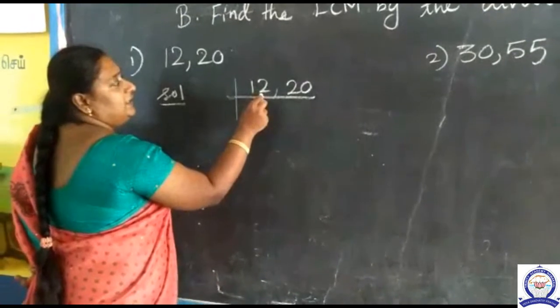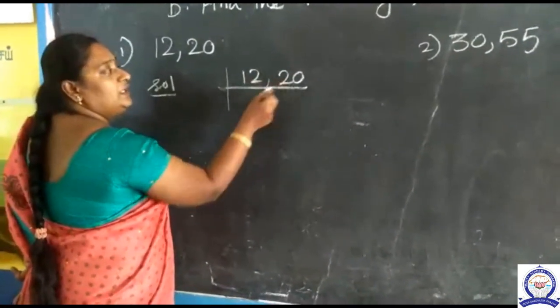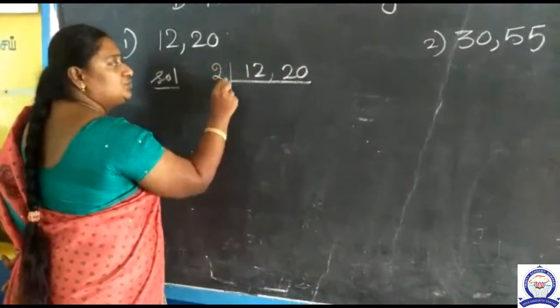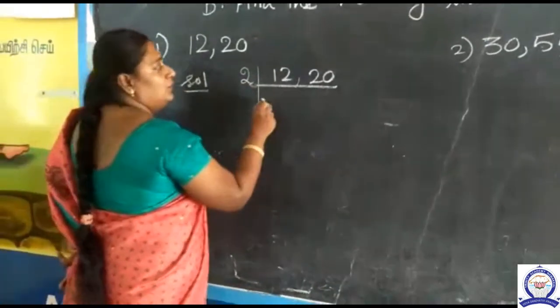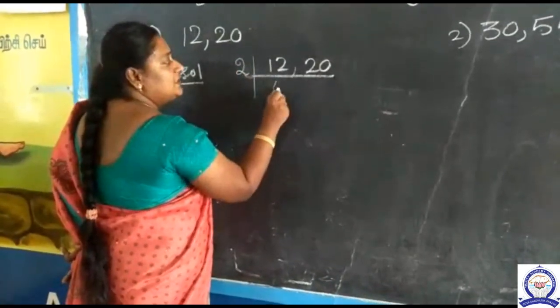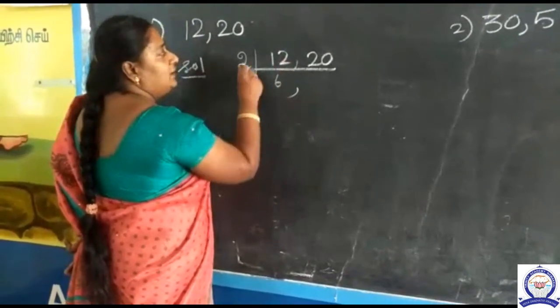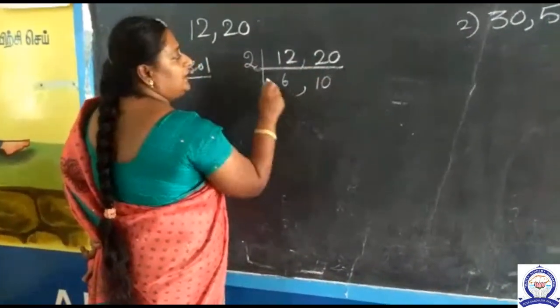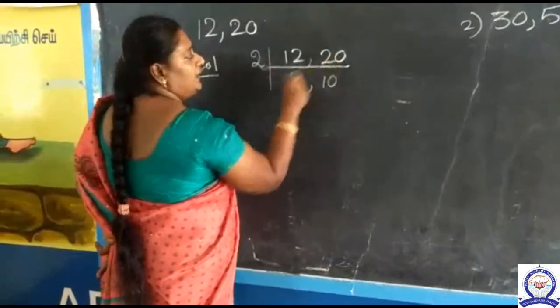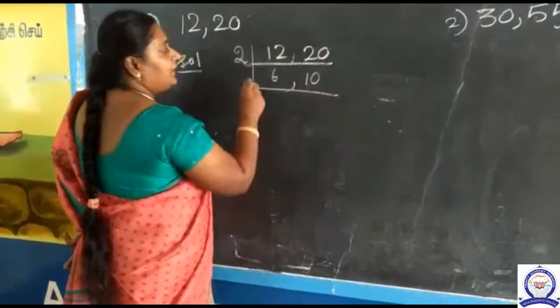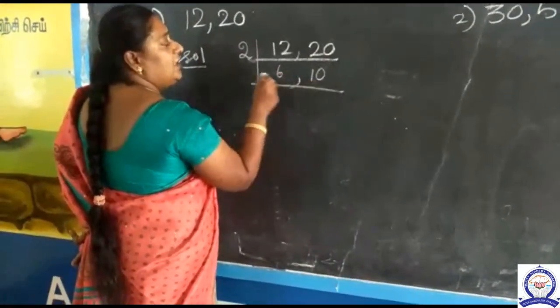Okay. Now 12 and 20 are even numbers, so start with the 2 table. 2 6s are 12. 2 10s are 20. Again, 6 and 10 are even numbers.